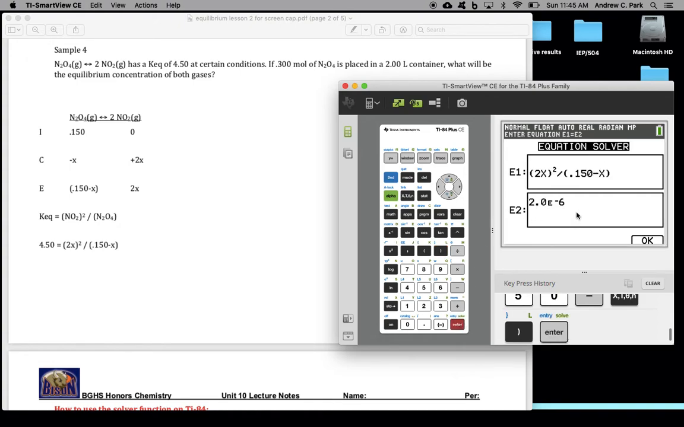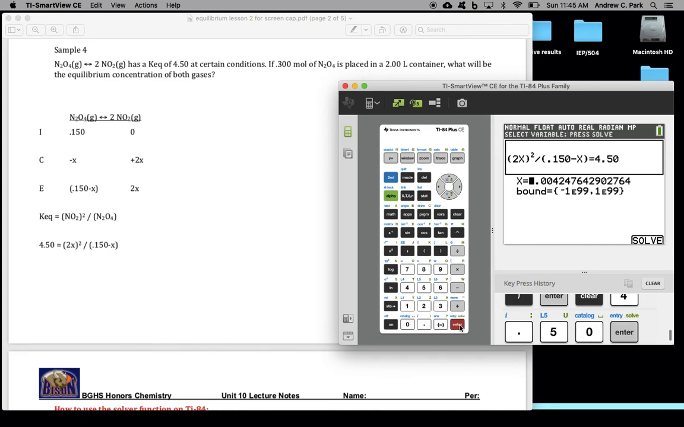That brings me to the second box, and this is where I need to clear the old value, and this is where I type in my KQ, 4.50. All right, so I check everything, see that I've entered it in correctly. Okay, it looks like I have. Hit enter, and this is what I was talking about.